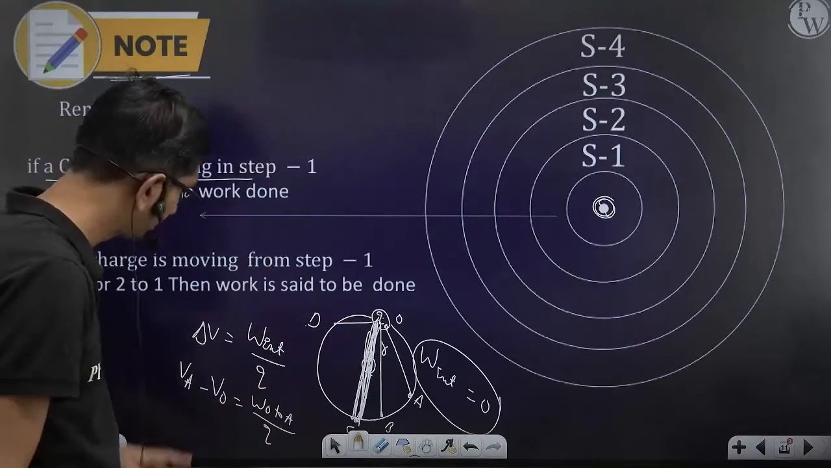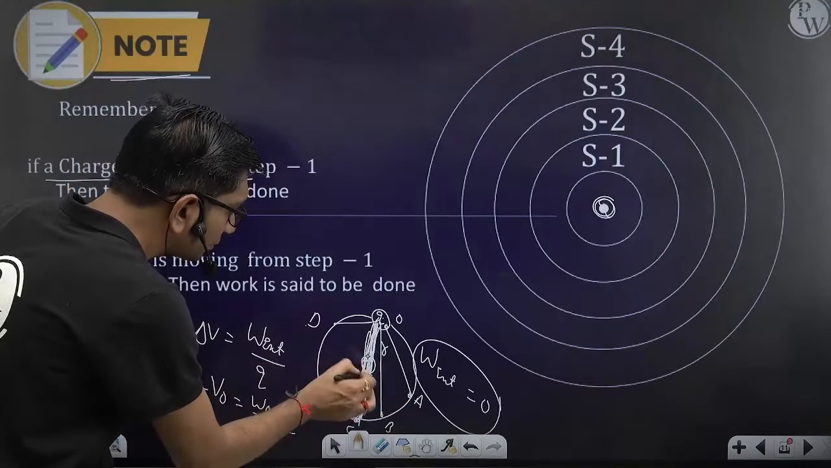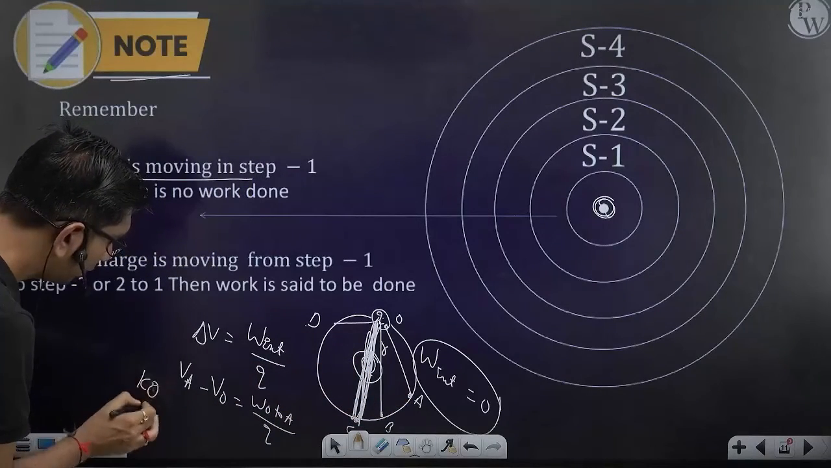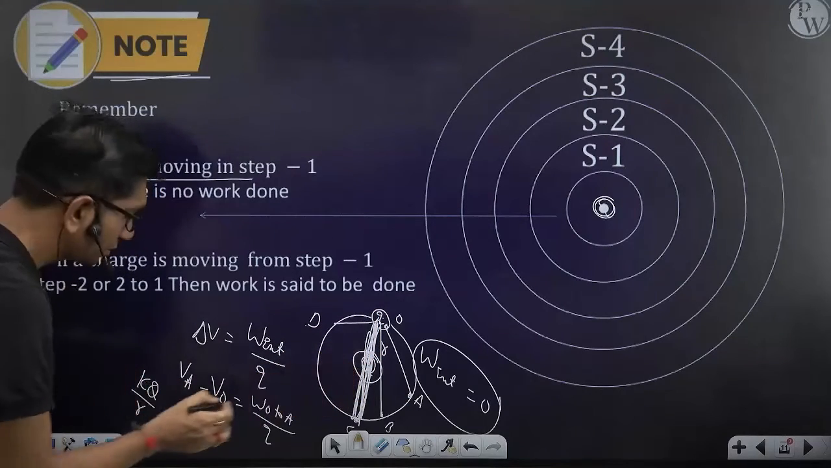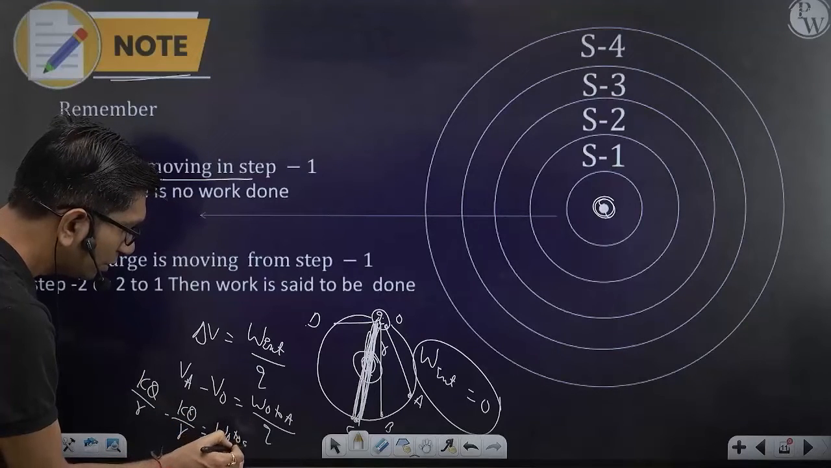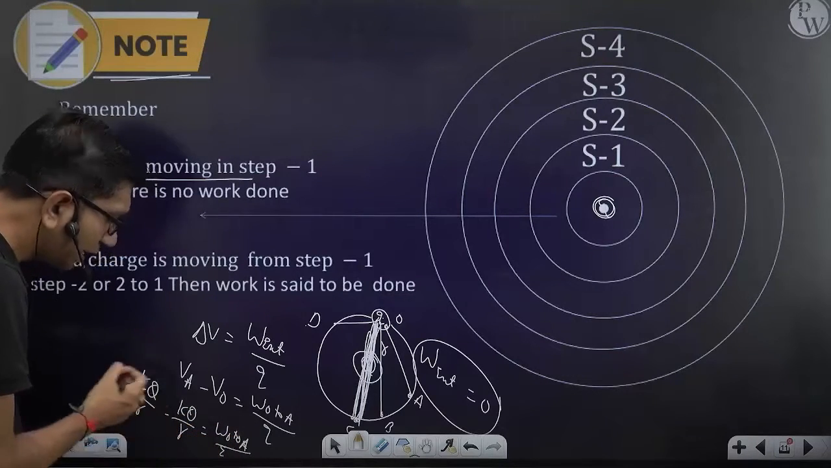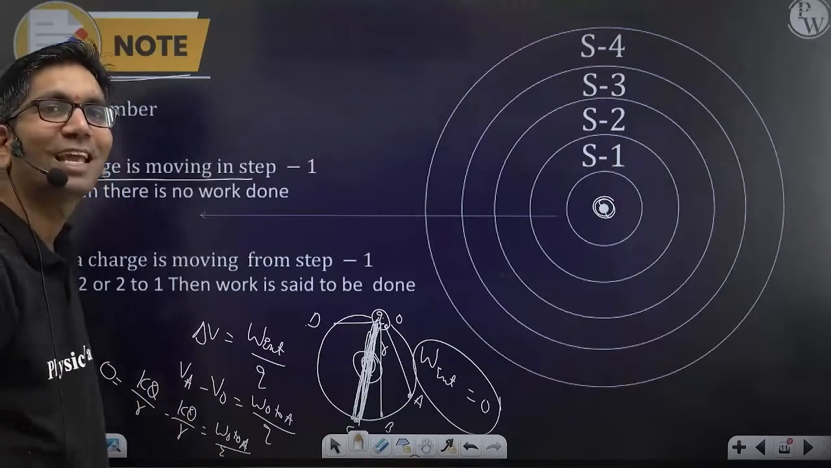Clear? What is the potential at point A? KQ by R. Correct? KQ by R. What is the potential at point O due to this charge? Again KQ by R. O to A. Am I right? KQ by R minus KQ by R. Finally the answer is what? 0. No need of doing any work.